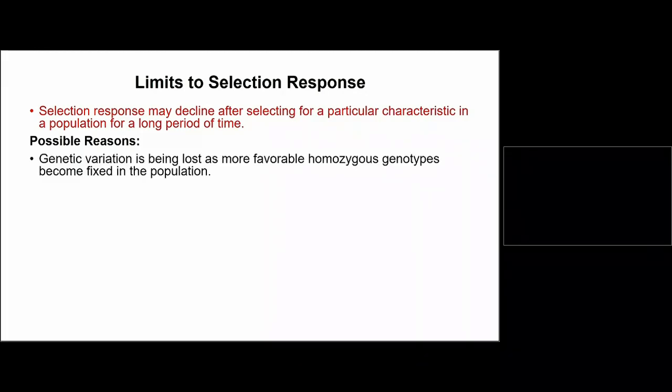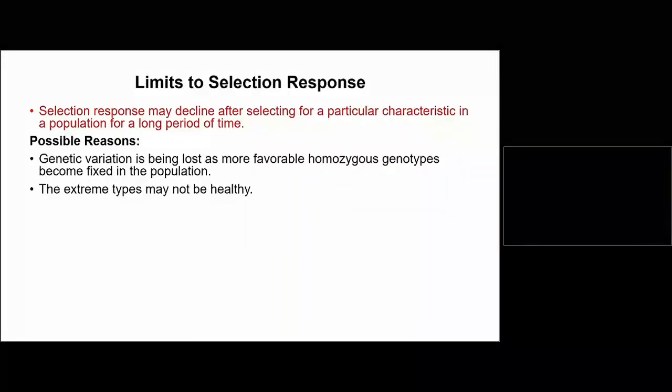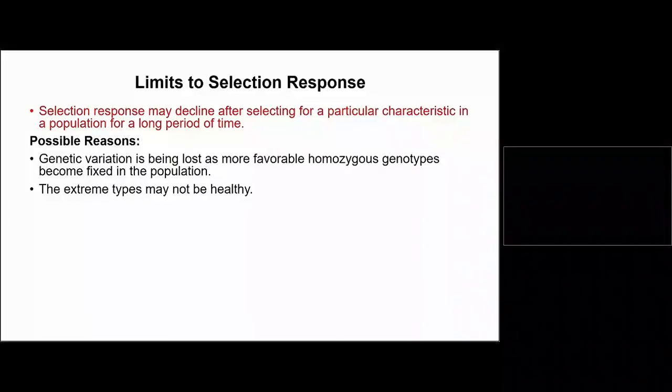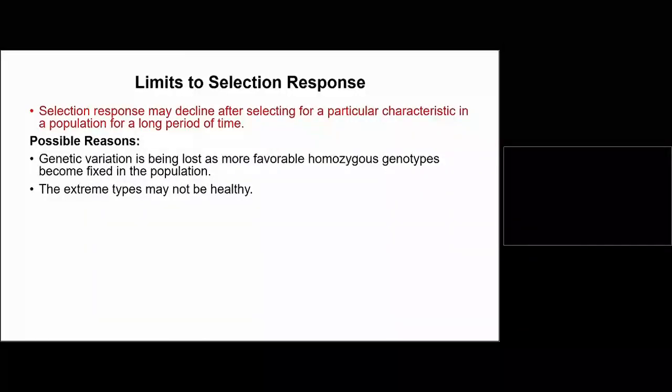So over time, the selection response may be limited. You may reach a threshold where you can't go past it. This could be, for one, due to losing genetic variation. As we continue to breed and breed and breed to pick for these particular traits, we may end up getting a very homozygous population, which may not be beneficial. The extreme types may not be healthy. Being a super, super high milk producer may actually not be a very healthy cow.